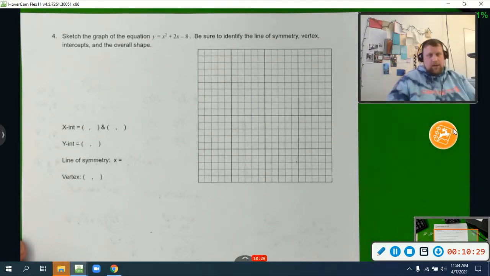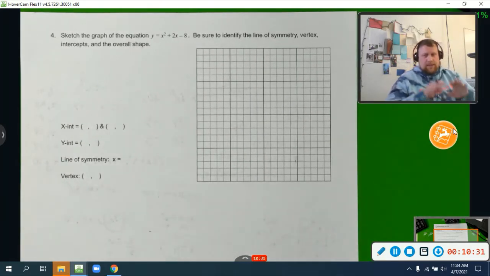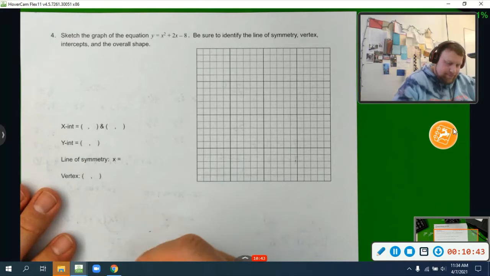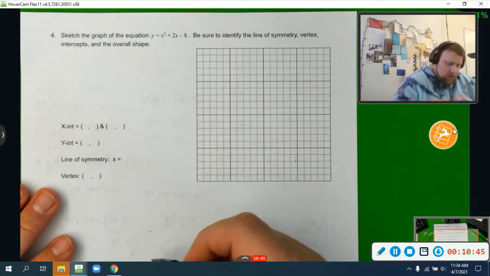Remember, I like to show you lots of different ways to do things, or at least different ways to take it, if I can, and you use the one that works best for you. Okay, our last problem here, it's our big looking one. Sketch the graph of the equation.